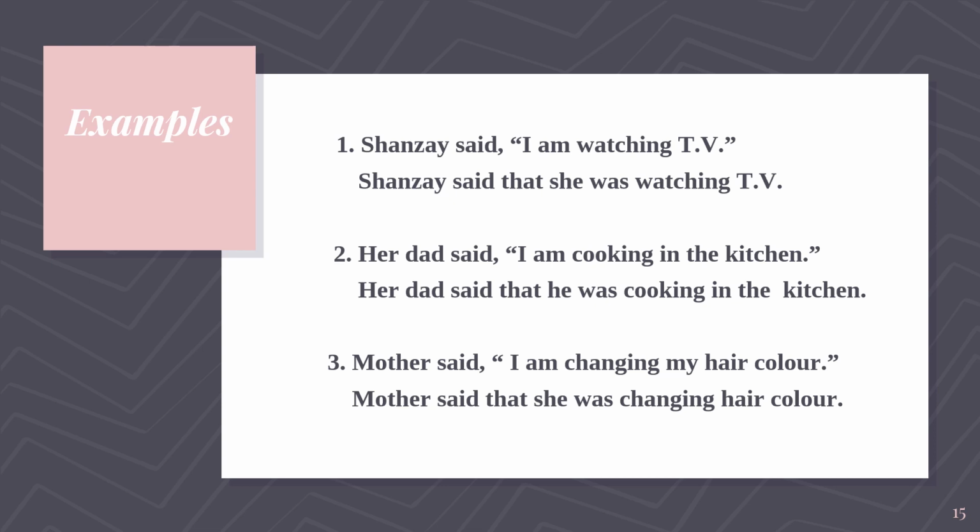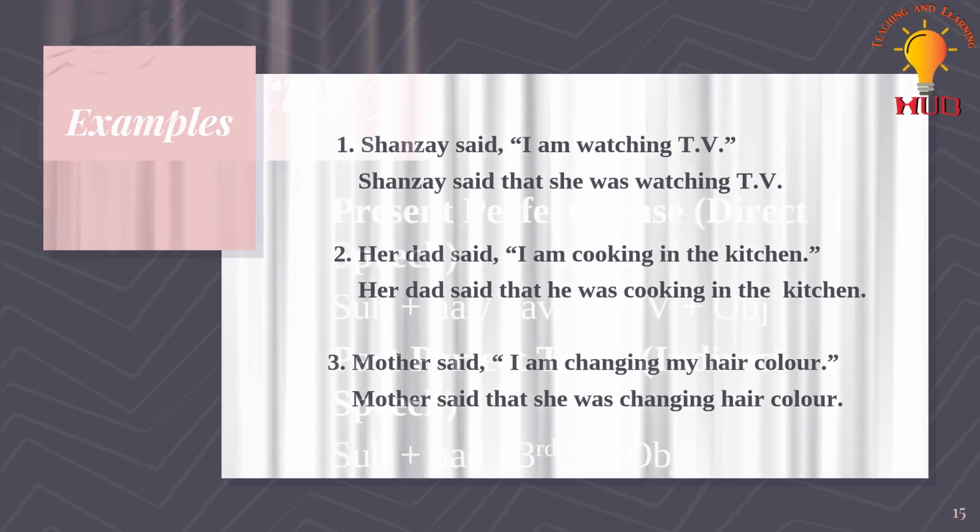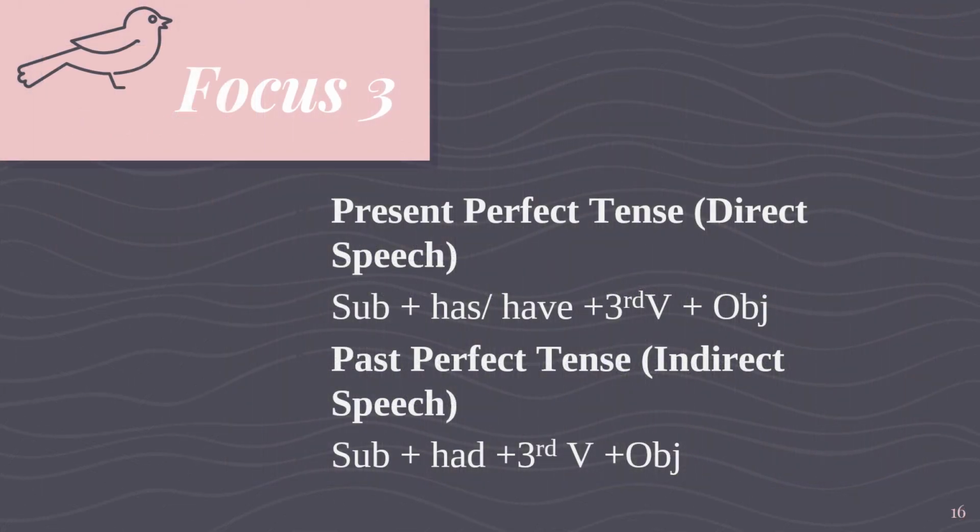Let's move forward. The third tense which we are focusing on today is perfect tense. If the statement is in present perfect tense in direct speech, for example, with the use of subject plus has or have plus third form of the verb and object, it would be changed into past perfect tense. That is subject plus had plus third form of the verb plus object.